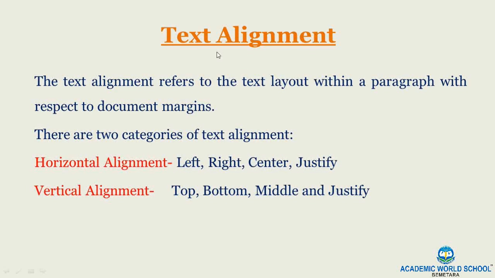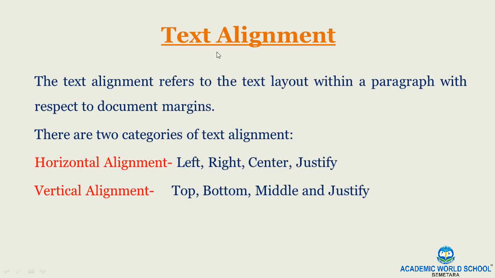So left margin is there, right margin is there, top margin is there, bottom margin is there. With respect to this, you will find there are two types of alignment. The first one is horizontal alignment, and the second one is vertical alignment. Now you can use this alignment in your document. I will show you how, but before that, I want to tell you about the four types of alignment.